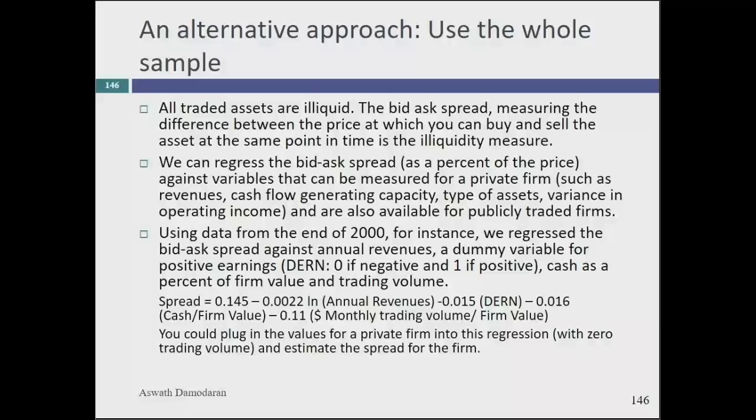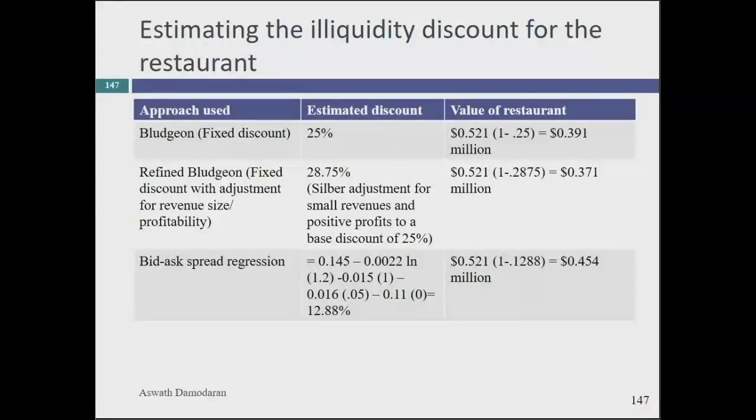You're saying, how does this help me with a private company? I took my private company and I plugged in the values for my private company. Remember, I have the revenues, it's making money. And I come up with a predicted bid-ask spread for a private company. You're saying, what does that mean? It's a private company. You know what? That's called a synthetic spread. It is really my estimate of your illiquidity discount.